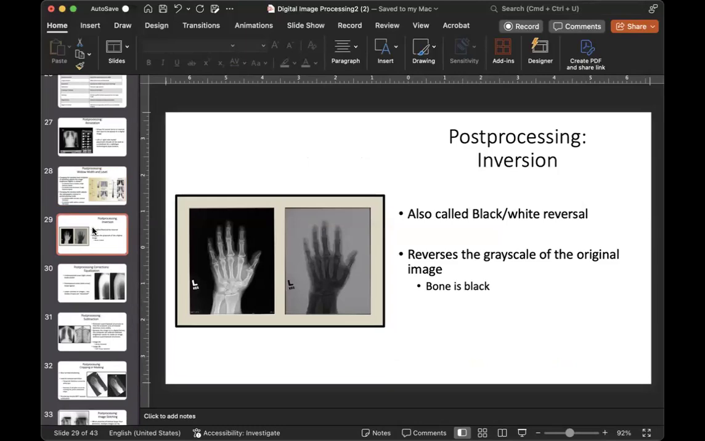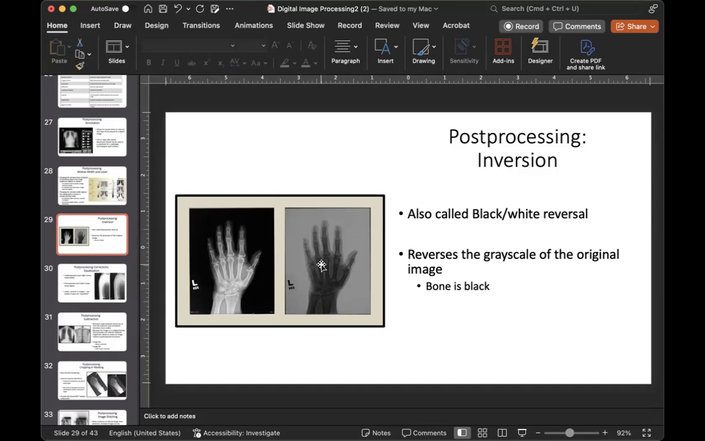Inversion, black and white reversal. Okay. So once you guys start learning fluoro, you're going to start to see inversion regularly. Fluoro operates under inversion. But this is what you can do. Here is our hand x-ray taken as a regular radiograph. You can press a post-processing feature to invert it, and it'll look like this, where bone is black.